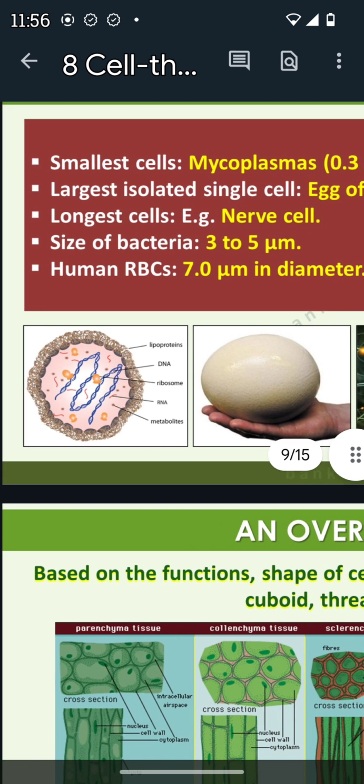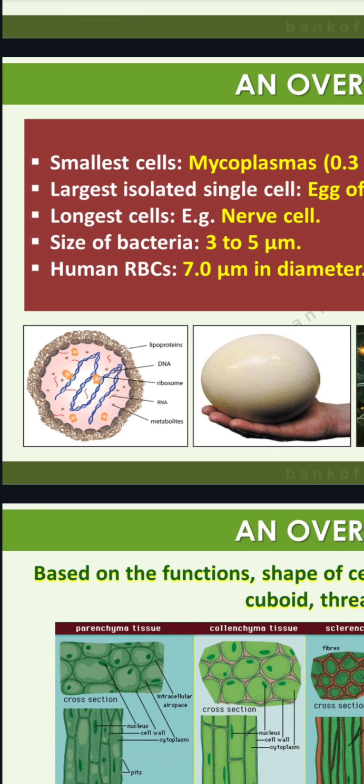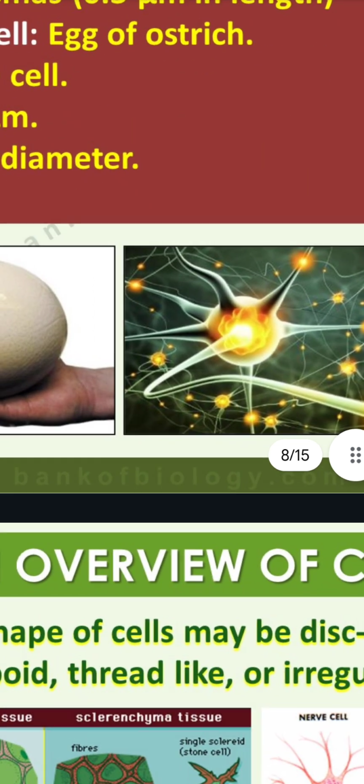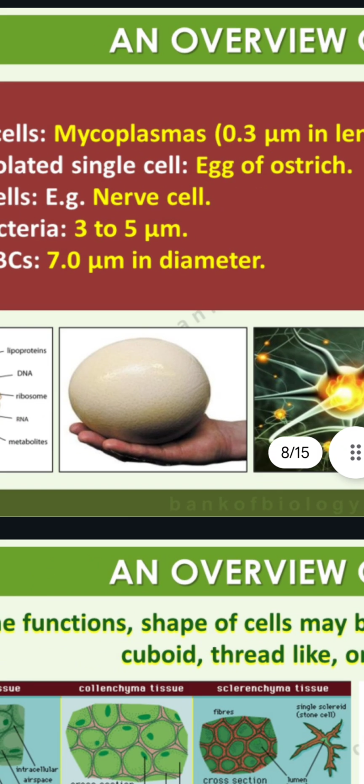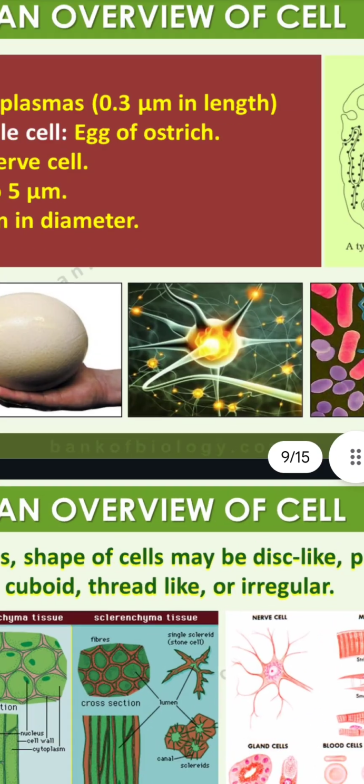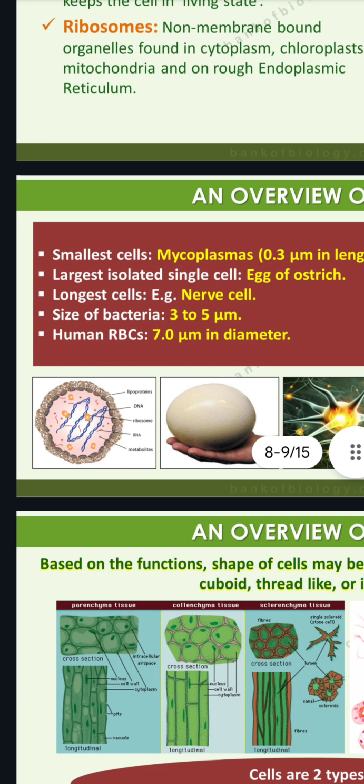Next, the longest cell is our nerve cell. In your lower classes, you drew the structure of the nerve cell, right? It is a branched cell, and it has a body like this, right? It is the longest cell. In this figure also you can see. Next, the size of bacteria. The size of bacteria may be about 3 to 5 nanometers.